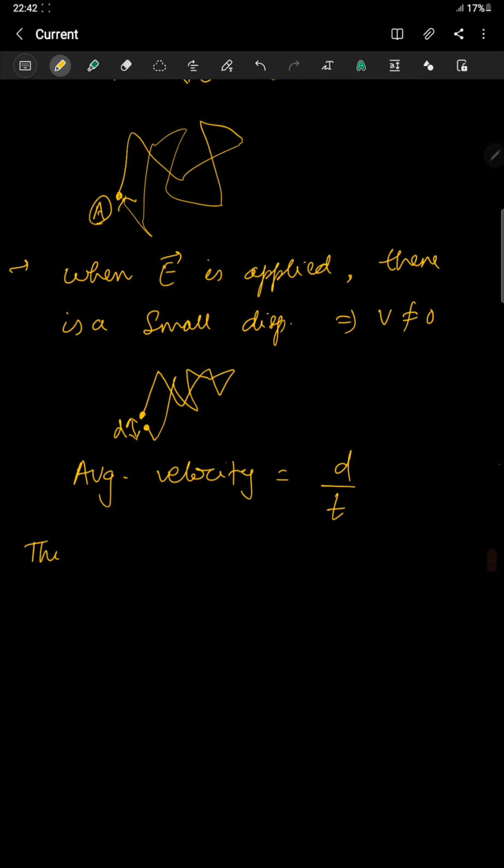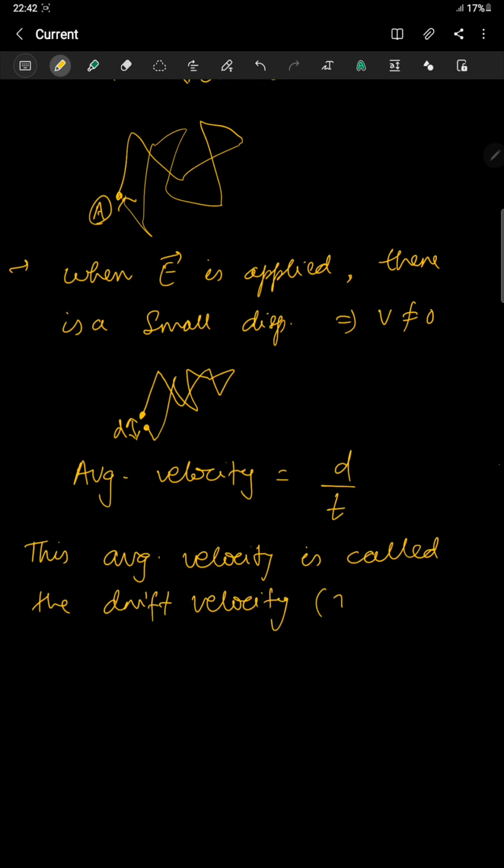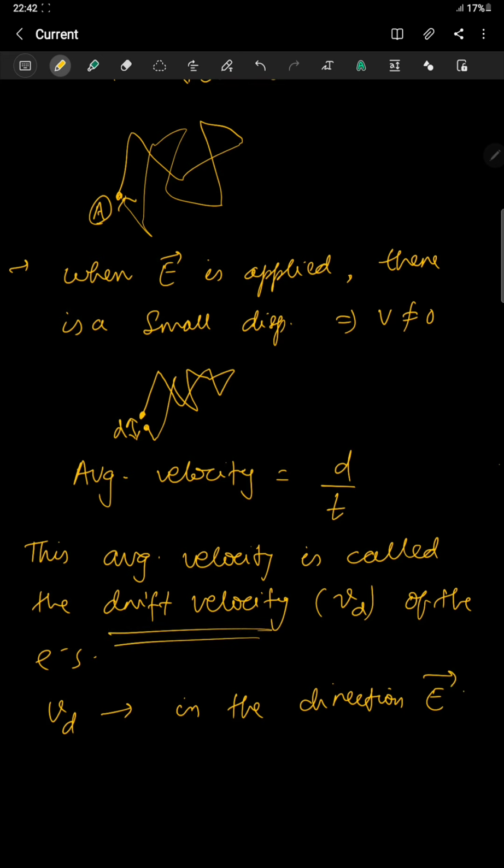Now this average velocity is called the drift velocity, and it is denoted by Vd, the drift velocity of the electrons. And the direction of Vd will be in which direction? The direction of Vd will be in the direction of your electric field. This is very, very important. This is your drift velocity, and the direction is the same as that of E.